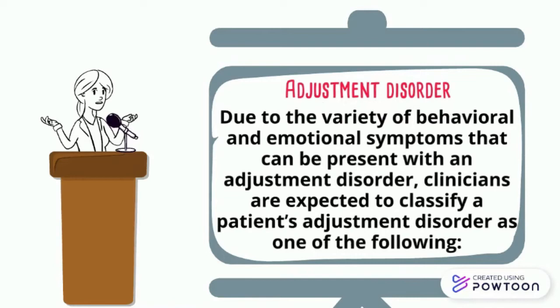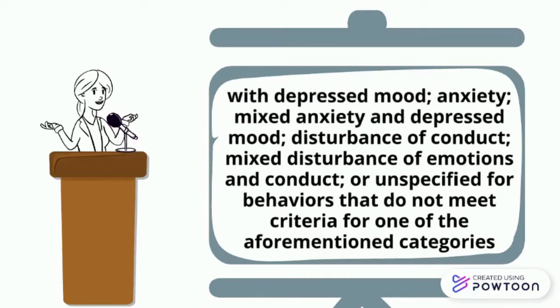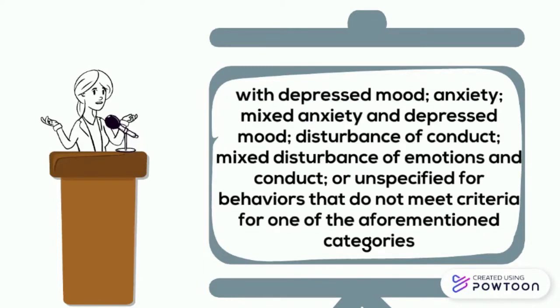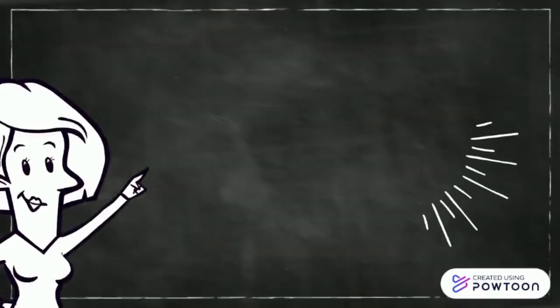Due to the variety of behavioral and emotional symptoms that can be present with an adjustment disorder, clinicians are expected to classify a patient's adjustment disorder as one of the following: with depressed mood, with anxiety, with mixed anxiety and depressed mood, with disturbance of conduct, with mixed disturbance of emotion and conduct, or unspecified for behaviors that do not meet criteria for one of the aforementioned categories.